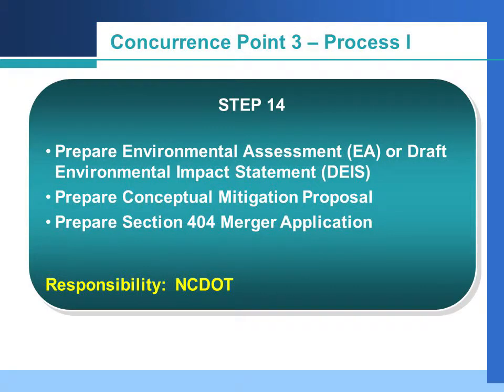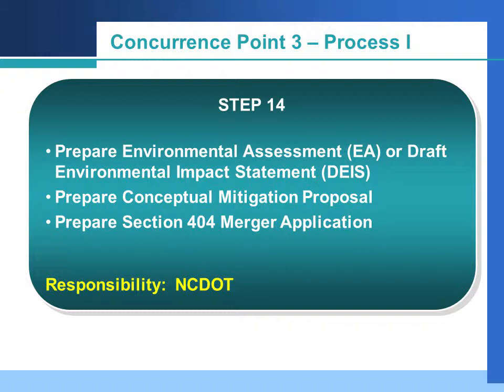For Process 1, the first step following Concurrence Point 2 and Concurrence Point 2A is Step 14, Preparation of the Environmental Assessment or Draft Environmental Impact Statement. A decision on the type of environmental document will be made by NCDOT in conjunction with FHWA, with consideration to NEPA and Section 404 requirements.